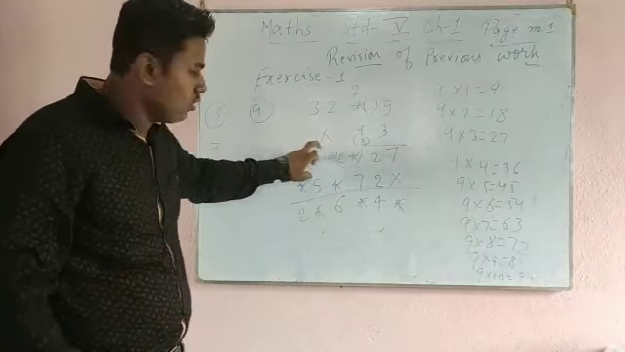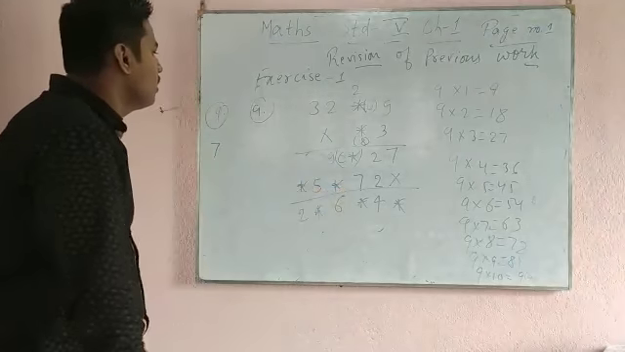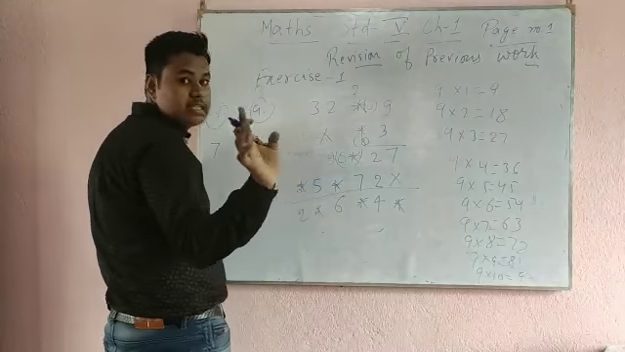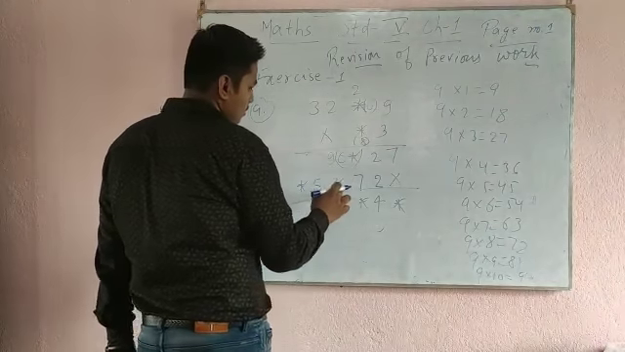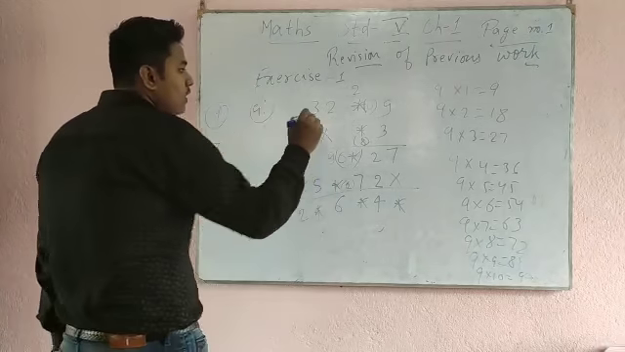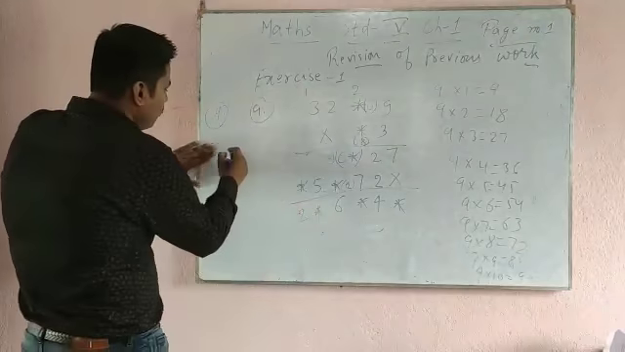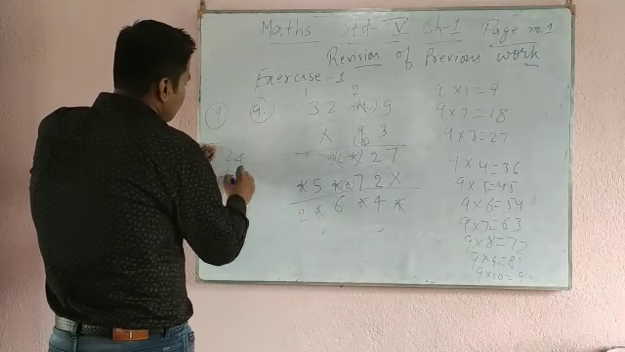So 0 into 8 is 0, and the carry plus 7, that's why it is 7. Okay. Now come to this number. No carry is there. 2 into 8, what? 16. 2 times 8, 16. Now 1 carry is there. 8 into 3, 24. And 1 carry plus 1, 25.